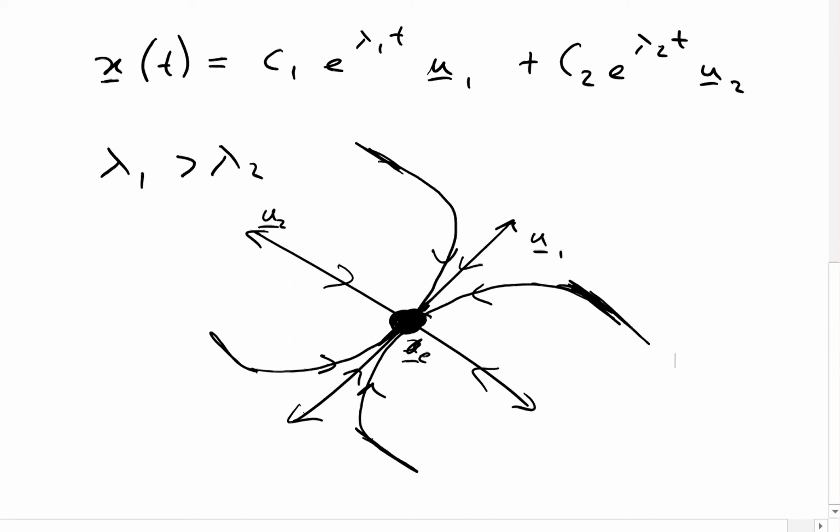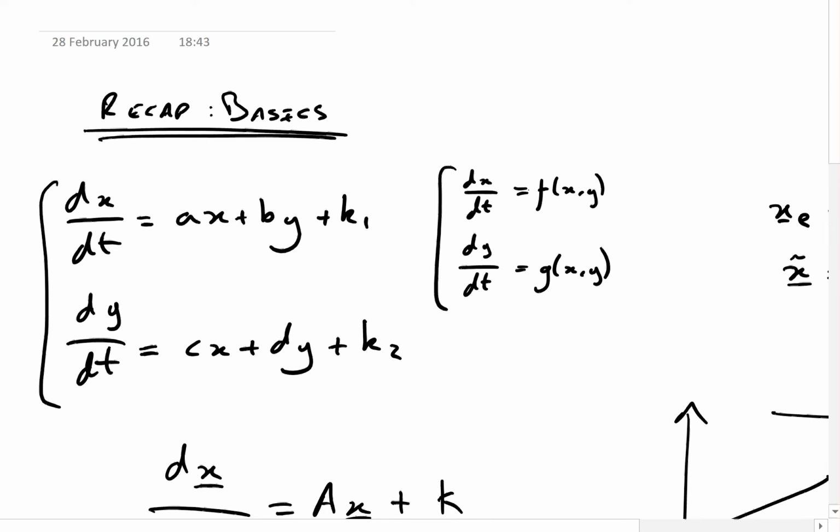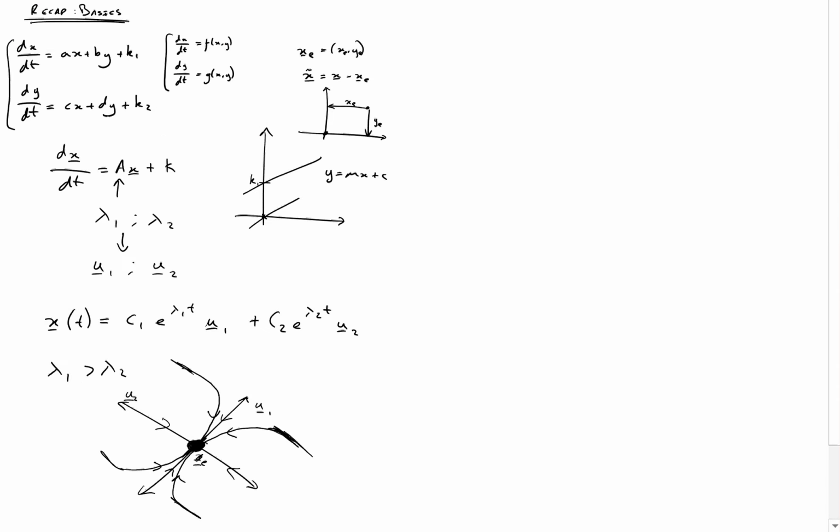So the conditions are: we can treat non-linear as linear if we're close to equilibrium and the eigenvalues lambda 1 and lambda 2 are not equal to 0. If those conditions are satisfied, then we can treat the non-linear case as the linear case. If we want to consider places away from the equilibrium point, then again we have to use slightly different techniques, as I say. But hopefully that makes a little bit of sense.